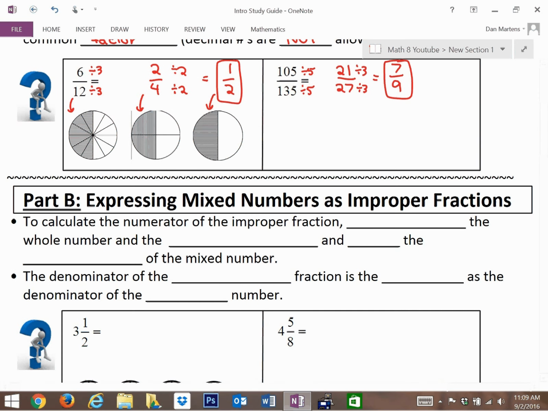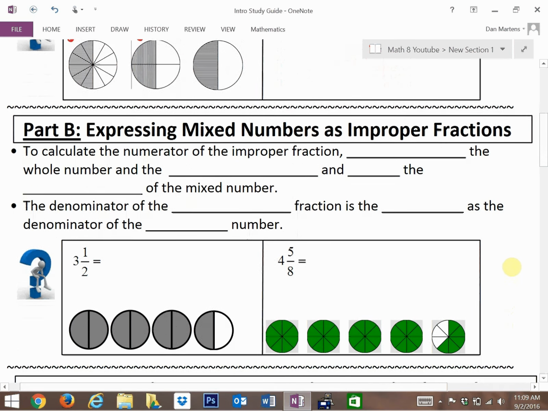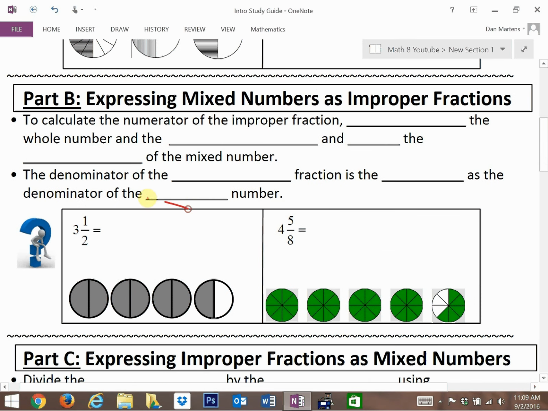All right, the next topic is expressing mixed numbers as improper fractions. So again, I'm going to use pies and cakes here, and you're going to look at the first example. Then I'm going to give you some shortcut steps here. But what I'm noticing here is this is 3.5. Okay, and I have broken, because the denominator of 2, so that denominator of 2 represents how many parts to break each pie into.